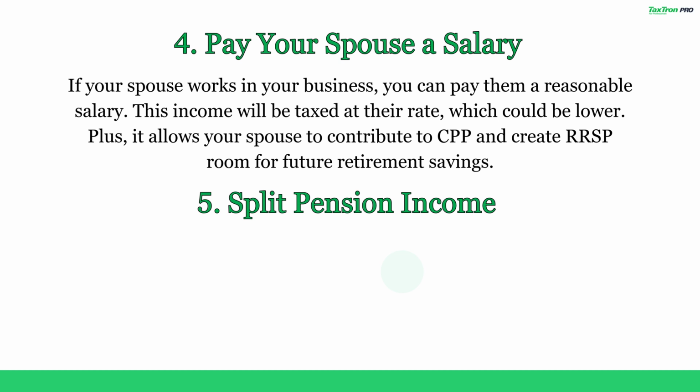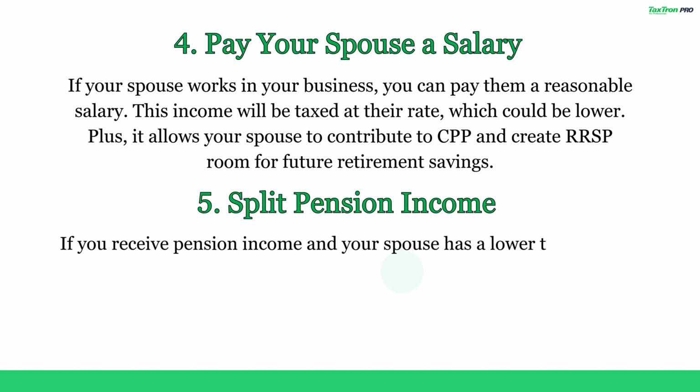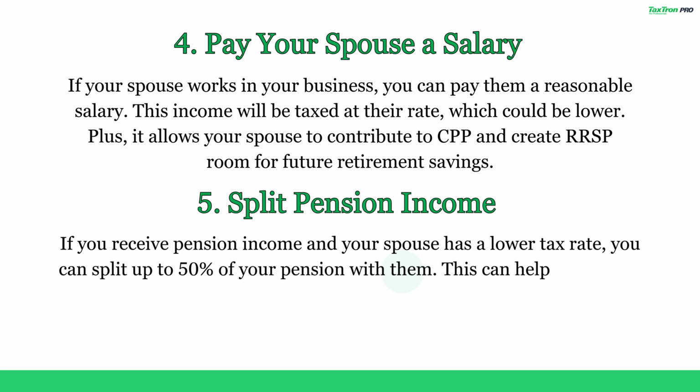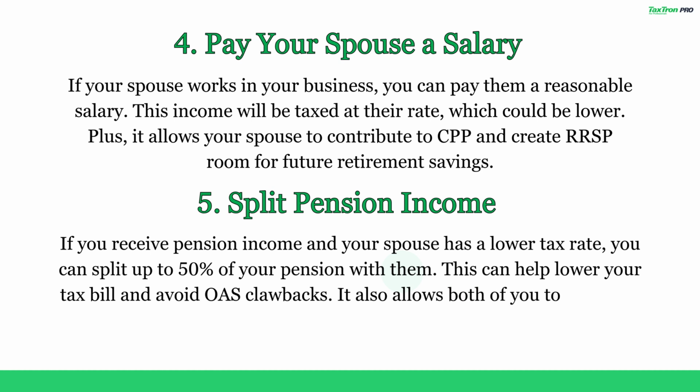Number 5. Split pension income. If you receive pension income and your spouse has a lower tax rate, you can split up to 50% of your pension with them. This can help lower your tax bill and avoid OAS clawbacks. It also allows both of you to claim the $2,000 pension income credit.